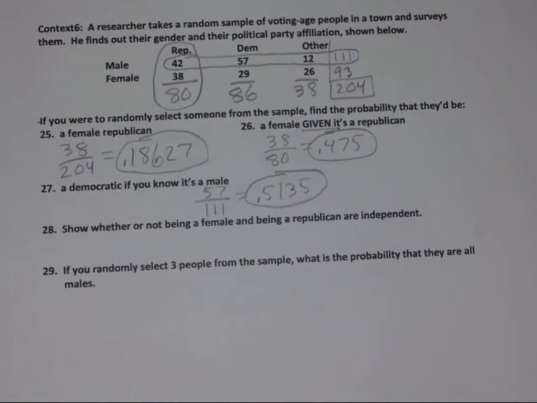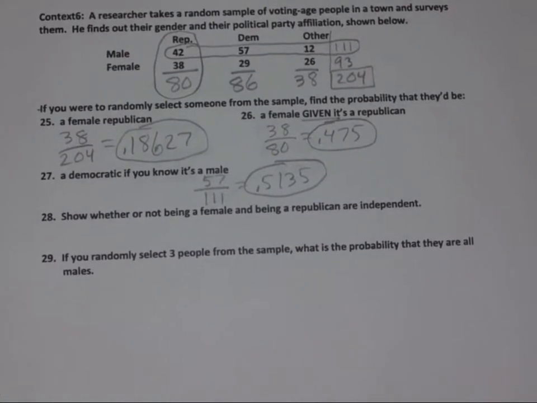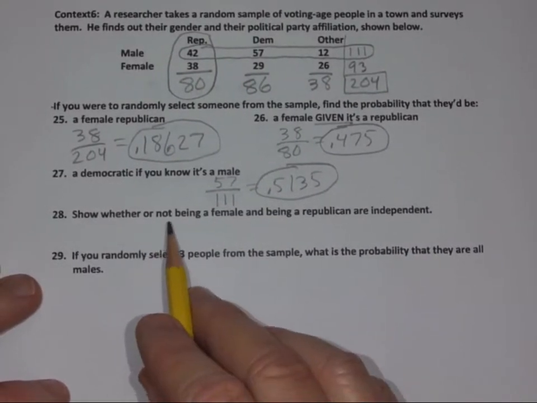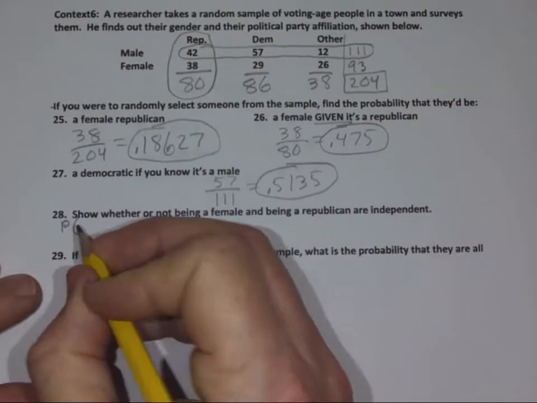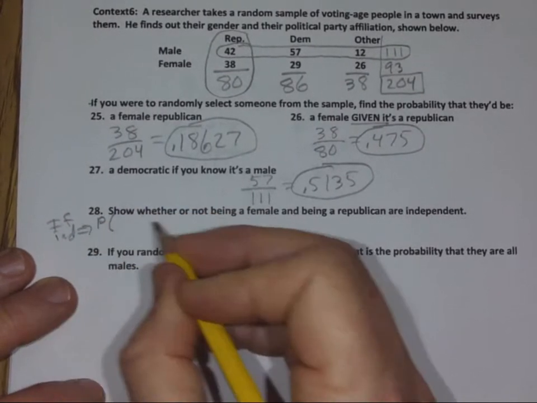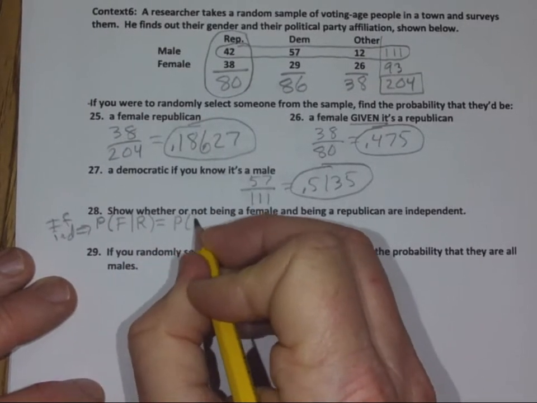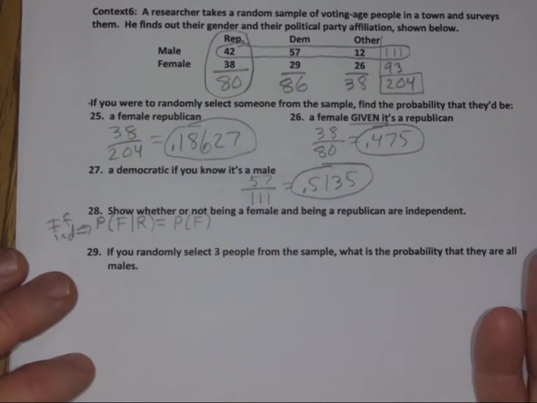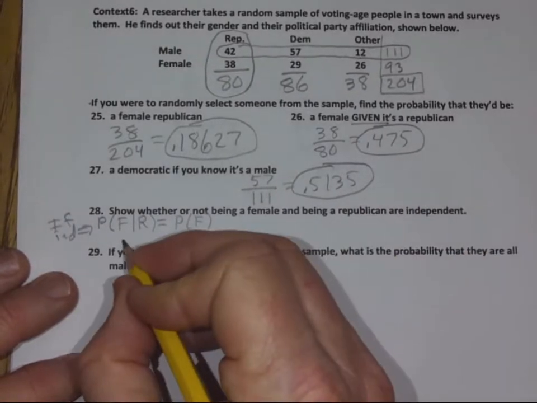Show whether or not they're independent. Now we have, and we talked about in previous videos, what does independence mean? There's two things you can show, and I'll show both of them. So the first one is, you could say, what's showing whether or not being a female and being a Republican are independent? Well, if they're independent, this is going to be true. The probability of female given Republican is just going to be the probability of female, because it doesn't matter whether they're Republican or not, the probability of female would be the same. What's female given Republican? Female given Republican we found up here to be 0.475.